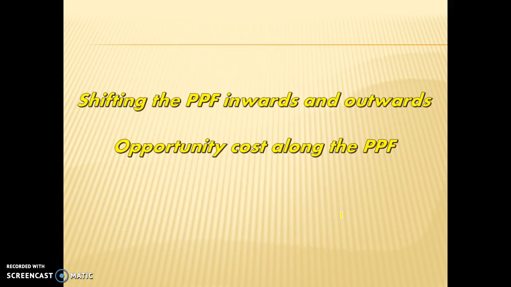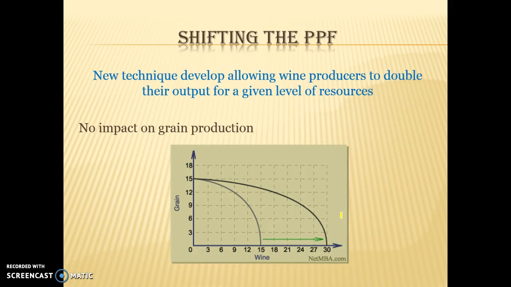So how do we actually shift the PPF outwards? How do we increase our output possibilities? And what might cause the PPF to shift inwards? So, for example, if we're producing grain and wine, and suddenly we develop a better technique for producing wine, the PPF will shift outwards. We are able to produce more wine with our available resources. We haven't gotten any better at producing grain, so the PPF for grain has stayed fairly similar, but it has shifted to the right in terms of wine production.